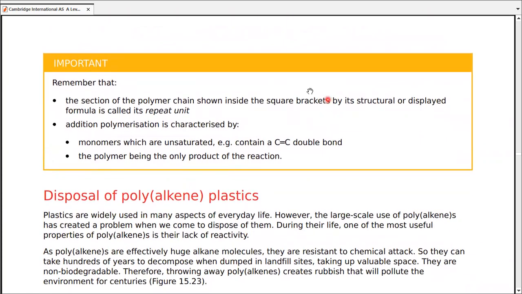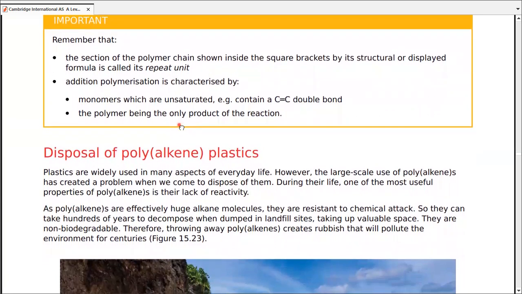A few important things. The section of the polymer chain shown inside the square bracket by its structural displayed formula is called its repeat unit. And repeat unit is something that you should practice to convert into a monomer. Instead of taking the whole structure, it's better to always be fast by cutting out a repeat unit and then converting this repeat unit into a monomer. If you try to convert the whole structure directly into a monomer, you might make a mistake. This is a quick tip. It can make you fast along with making you correct.